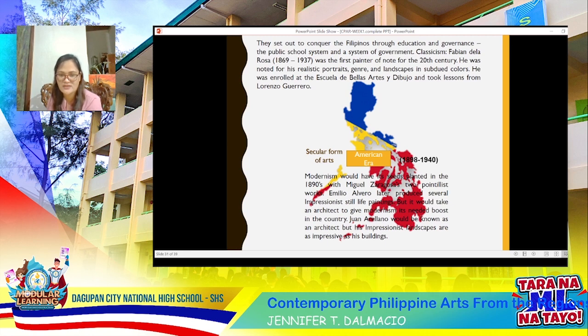Modernists such as Miguel Zaragoza, with his two pointillist works, and Emilio Alvero, who later produced several impressionist still life paintings. But it would take an architect to give modernism its needed boost in the country. So we have Juan Arellano, who is known as the architect, but his impressionist landscapes are as impressive as his buildings.